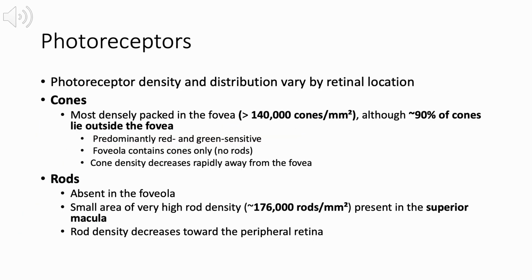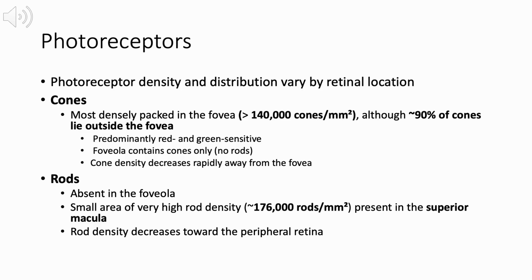Now, let's talk about photoreceptors. Photoreceptor density and distribution vary depending on retinal location. The two major photoreceptor types, cones and rods, demonstrate distinct regional patterns across the retina. Beginning with cones, they are most densely packed in the fovea, with a density exceeding 140,000 cones per square millimeter.